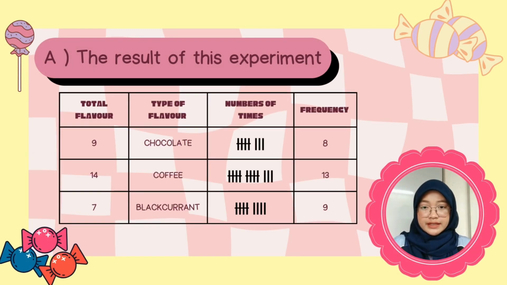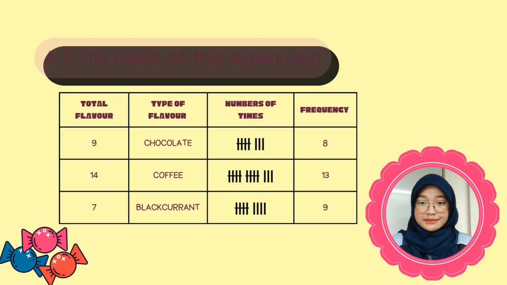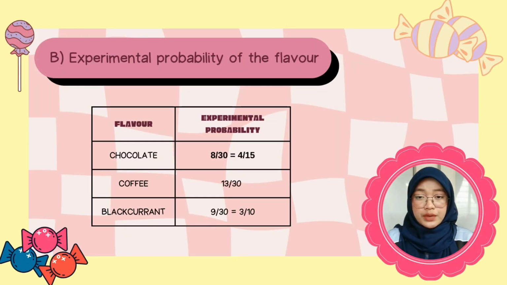Next is finding and calculation. First question, we need to observe and record the frequency of each flavor for those sweets from the experiment that we made. This table shows the result of our experiment. For question B, we need to find the experimental probability of the flavor. To get the experimental probability of the flavor, we need to take the frequency of each flavor from the experiment divided by 30, which is the total of all sweets that we have.